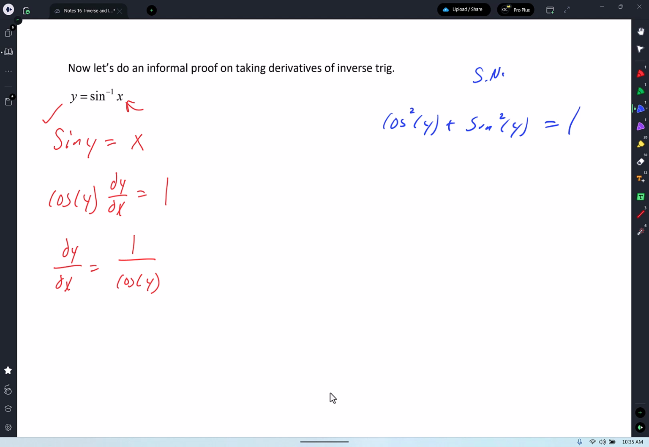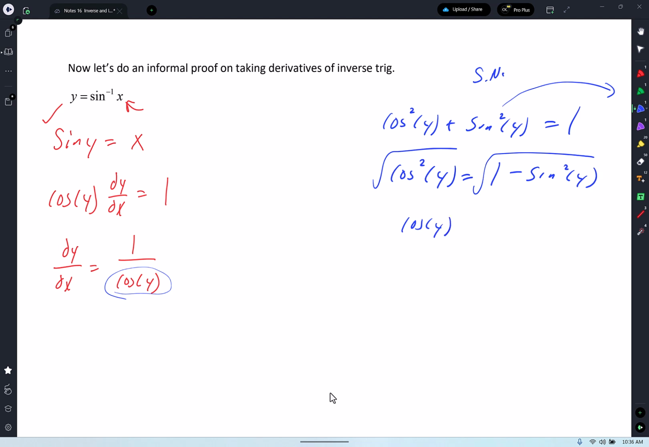Are we okay? I want cosine y, not cosine squared, so I'm going to move the sine squared to the right. Chop, how is this helping me? You'll see right now. So I'm going to write cosine squared of y equals 1 minus sine squared of y. Are we still okay? Now I'm going to take a square root. Cosine y equals square root of 1 minus sine squared y. Okay, well, you're going to see it right now.